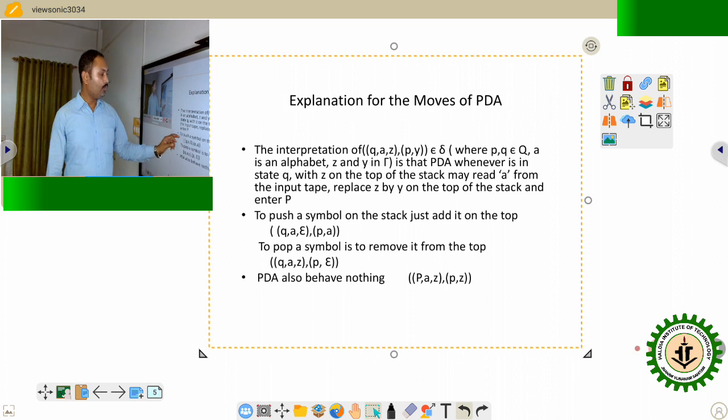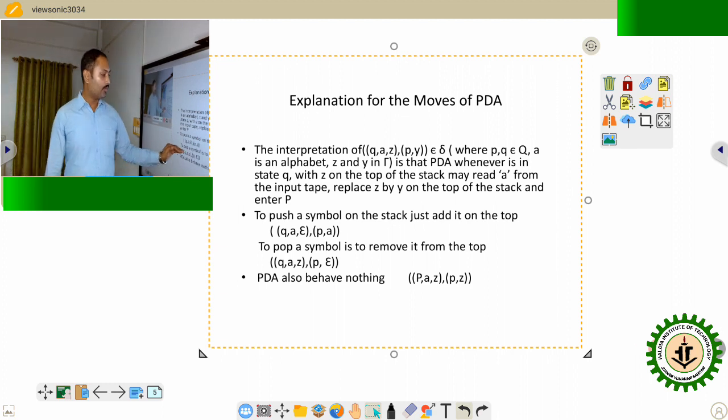Now how can we push any symbol into the stack? Here our current state is Q, the scanned symbol is A, and there is no symbol at the top of the stack. That is why it is denoted by null sign. Now after execution, the present state will go to a new state which is denoted by small p, and we are going to insert the current symbol into the top of the stack, that is A.